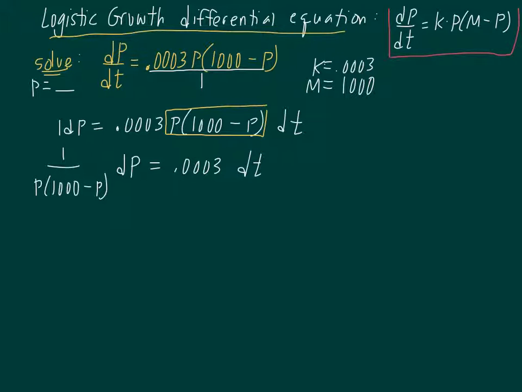So when we do that, this is what we're looking at. We've now separated our variables. We have the p's on one side and then the t's on the other. Again, the number in front here is just a constant, so it doesn't really matter. So we'll keep that over there.